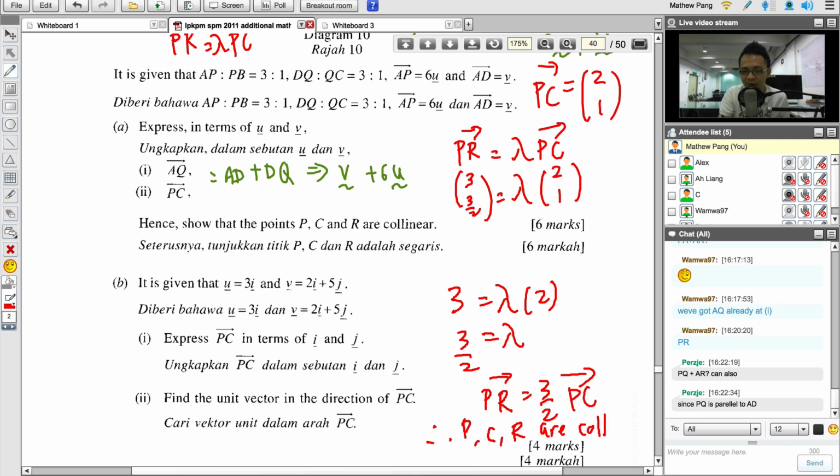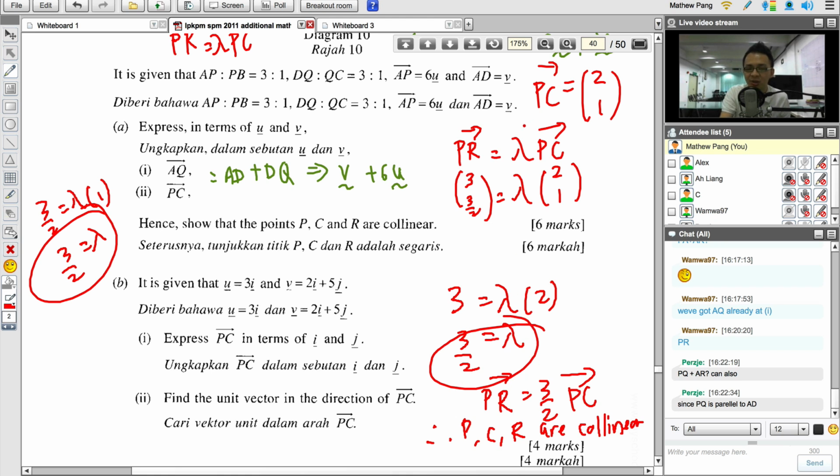Of course, you might think, if I take the second one, can I get the same answer or not? Yes, you can try. You will get 3 over 2 equals lambda multiplied by 1. Lambda still gets back 3 over 2. Do you find out both are the same? So you substitute the lambda into here. That means PR equals 3 over 2 of PC. For parallel, we're using the same method also. Okay, I hope I'm better right now. So this is how we prove they are collinear or not collinear.